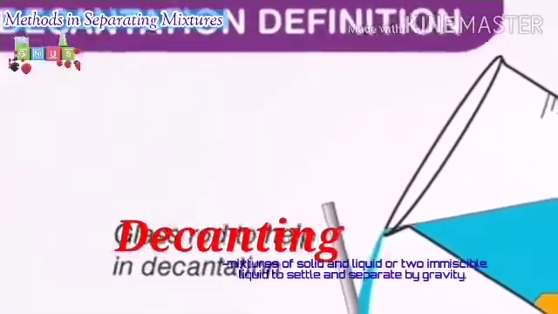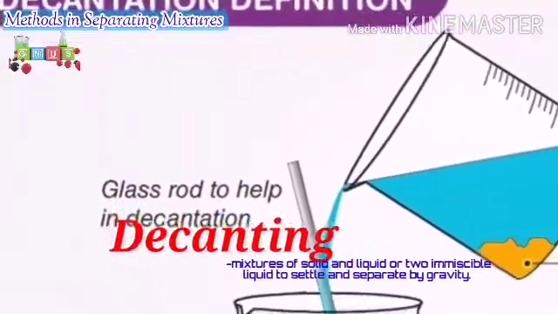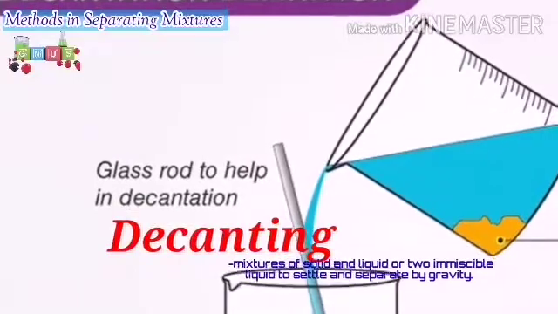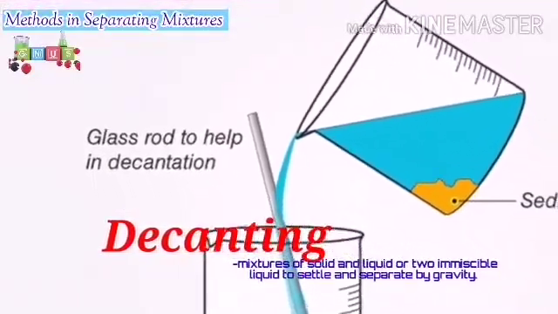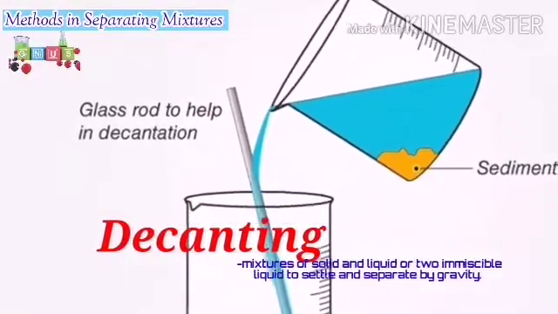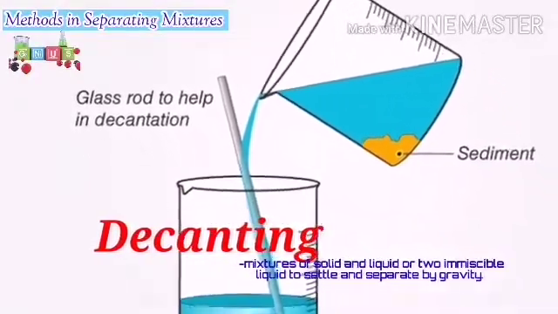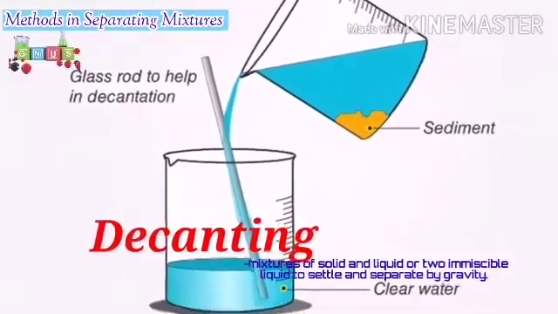Decantation. Decanting is also a chemical laboratory process used to separate mixtures. In its simplest form, it just means allowing a mixture of solid and liquid or two immiscible liquids to settle and separate by gravity.